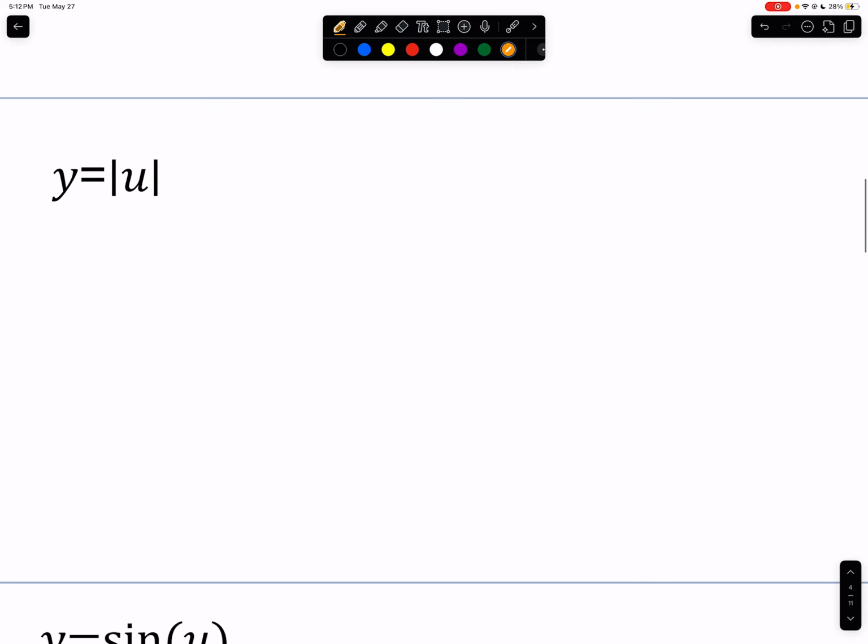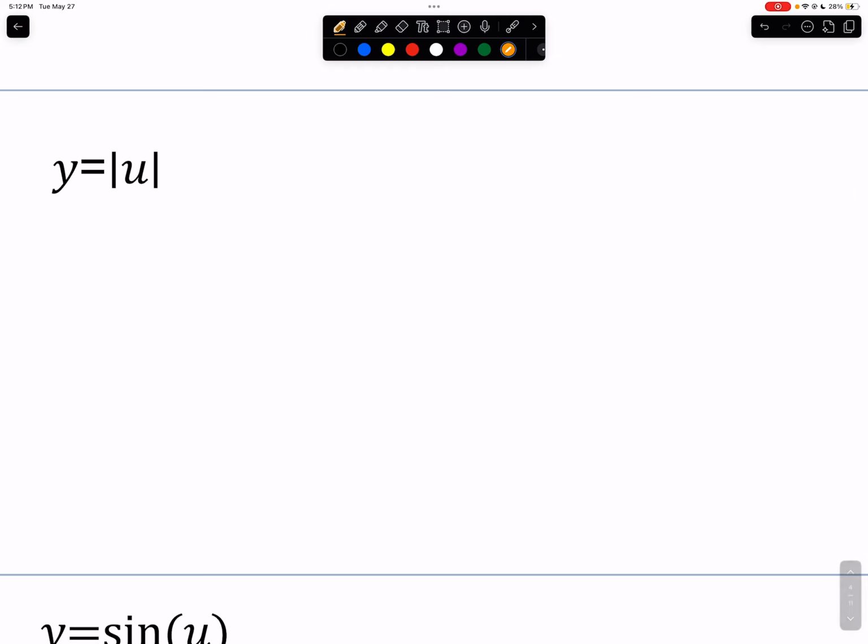Okay, so now y equals the absolute value of u. There are 2 ways of kind of dealing with this here. The first is just thinking about it, right? Let's actually sketch the graph of this. Here, let's do this over here. Let's sketch the graph here.